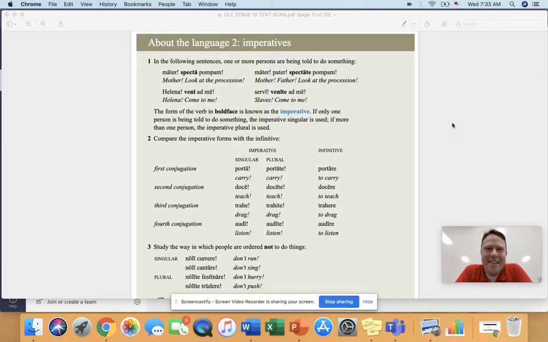We're going to talk about imperatives right now. This one is straightforward, really easy. Let's take a look at what the language shows us. So an imperative basically is just a command, right?